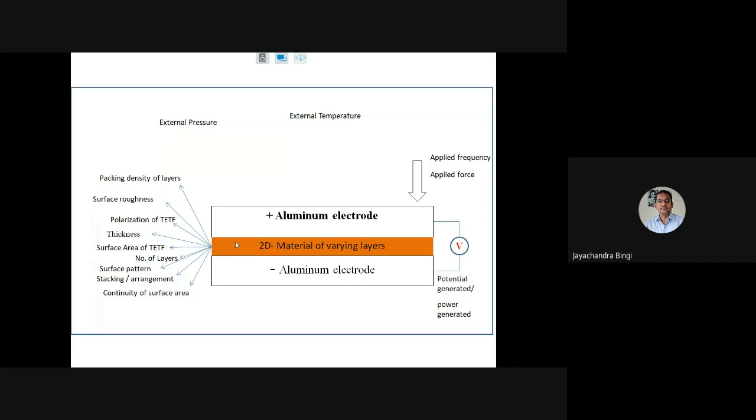Two-dimensional materials, you must have heard at least about graphene, MoS2, these things. So voltage is here, potential is generated. In general, we prepare this device. We have aluminum electrode, aluminum electrode. In between, we have a 2D material of some kind. Then we hit it with some object, that is, we are applying force at some particular point with some frequency, maybe periodically. In that case, we will get voltage generated here.